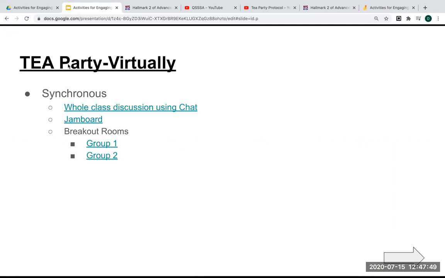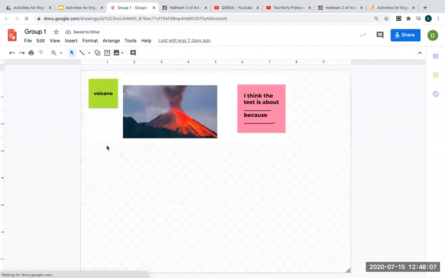The other option or idea for using the Tea Party protocol virtually would be in breakout rooms. If you're using something like Zoom, you can assign each breakout room a different term, and they can have that conversation. For example, group 1 might be all of the odd number breakout groups, and I use Google Drawings. I like to keep things fairly simple, but with minimal prep time.